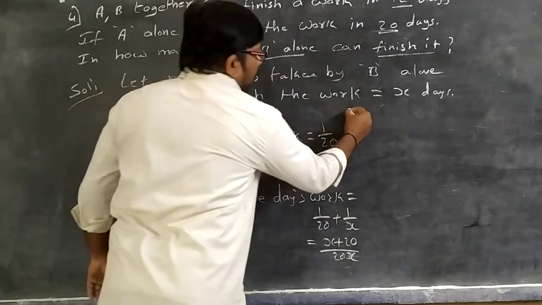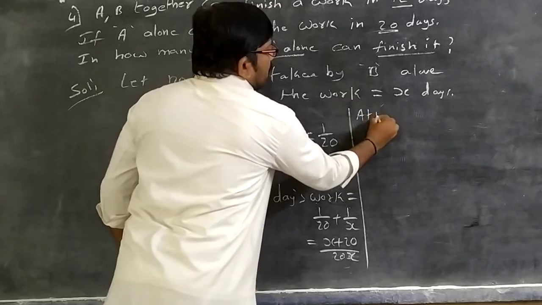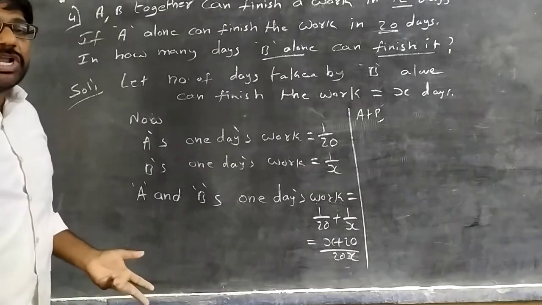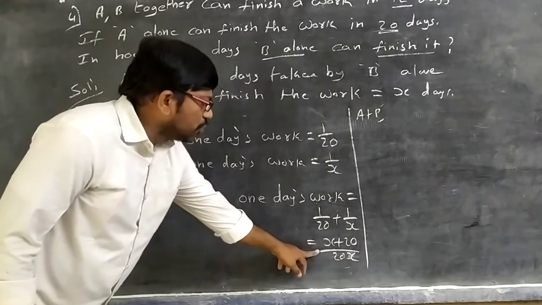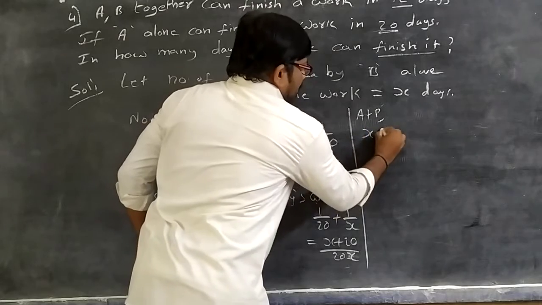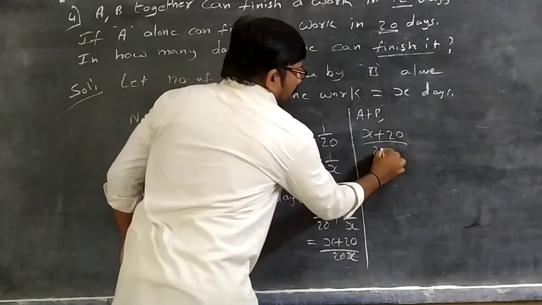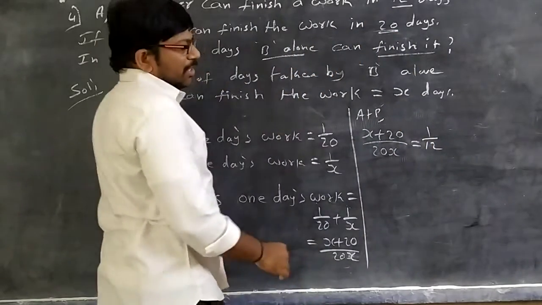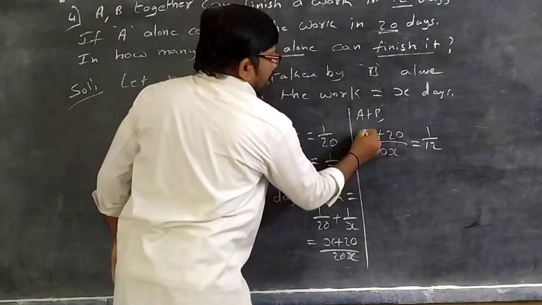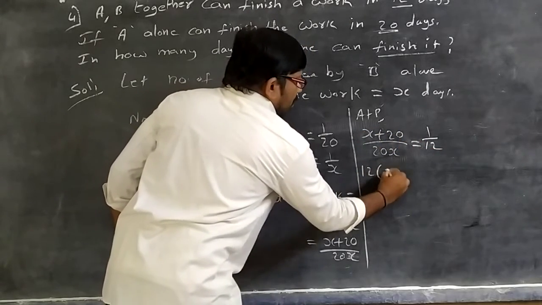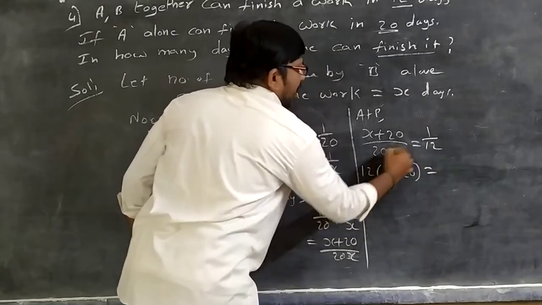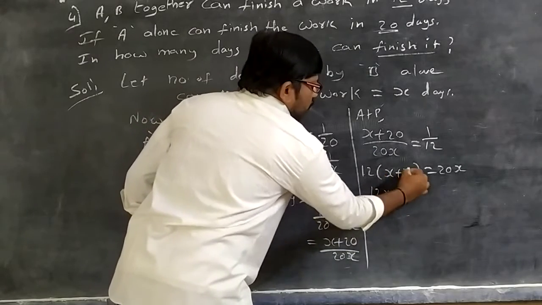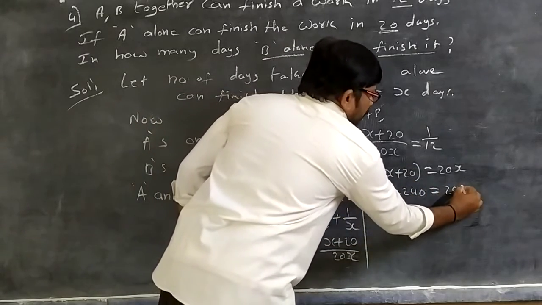But according to the problem, A and B together can finish the work in 12 days. In one day, how much portion? 1 by 12. Means one day's portion, X plus 20 by 20X, is equal to one day's portion, 1 by 12. Now cross multiplying, 12 into X plus 20 is equal to 20X into 1, 20X. 12 into X, 12X plus 12 into 20, 240, is equal to 20X.